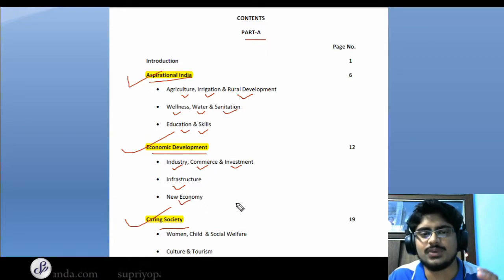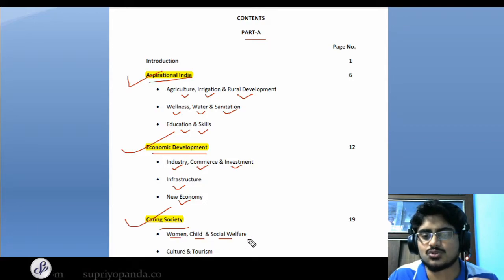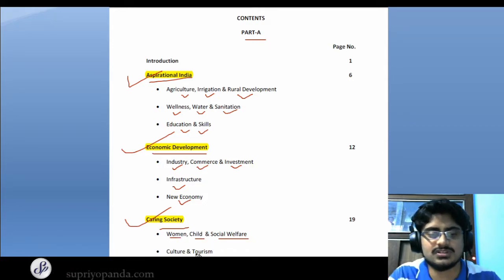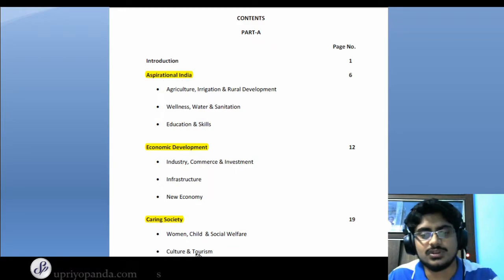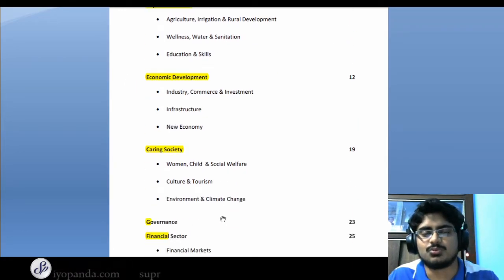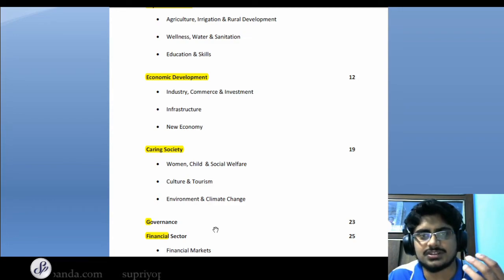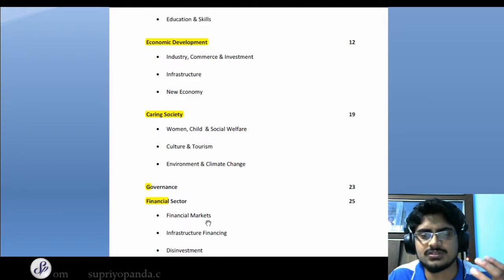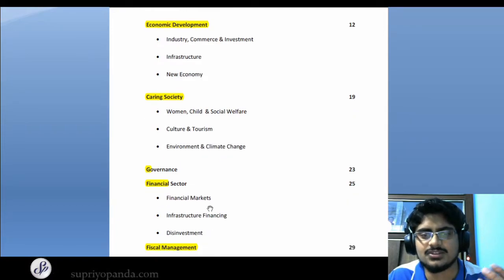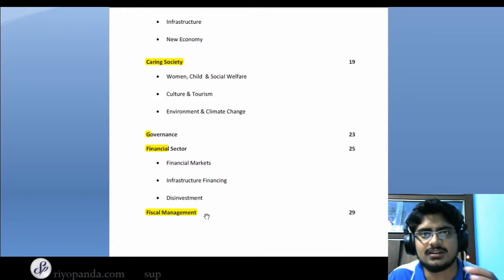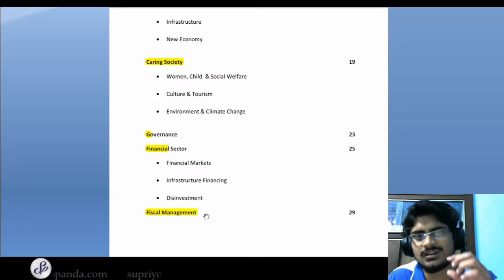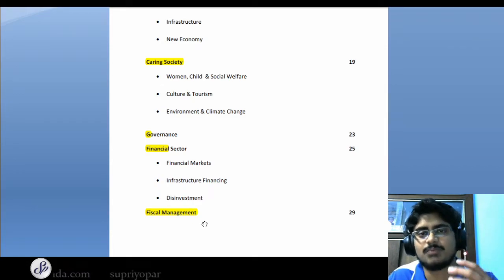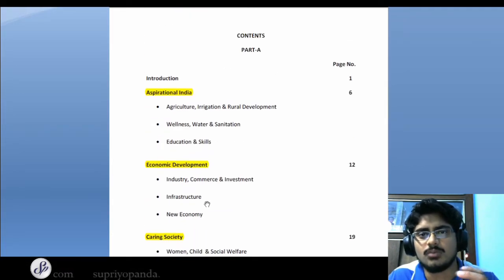And after that we have the caring society, where we have proposals regarding the women, child and social welfare. Then we have the proposals about culture and tourism. And after that we have the proposals for environment and climate change. Now to wrap part A, we have governance proposals, and finally the financial sector. So the financial markets, infrastructure financing and disinvestment. And we also have the fiscal management, a little bit of it that is given to us in part A. So this is all about part A.